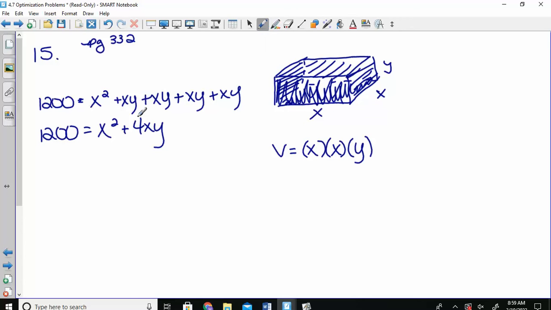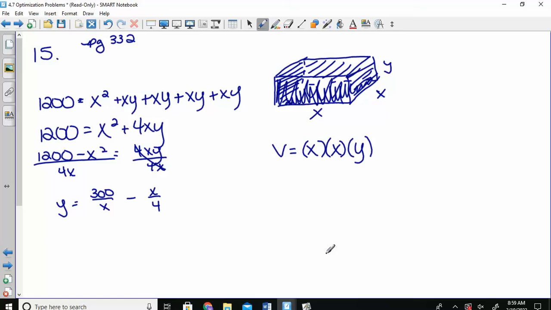Definitely going to be easiest to get the Y by itself. So if I subtract over my X squared, then we would have to divide by 4X. If I reduce these, 1,200 over 4X would reduce to 300 over X. X squared over 4X would reduce to X over 4. Have I lost anybody? What am I going to do with that?